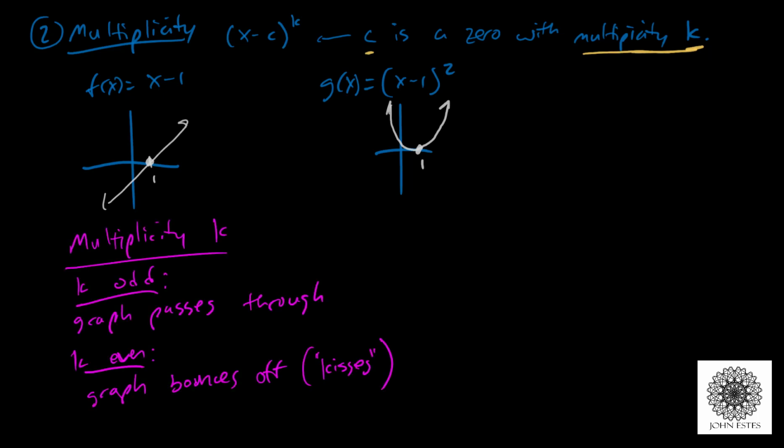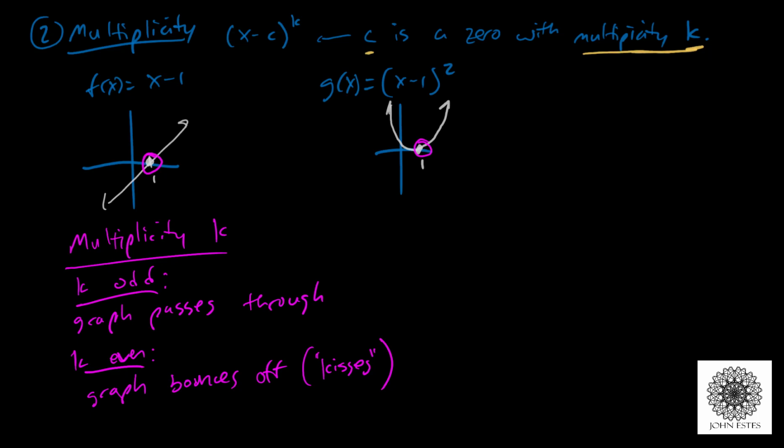And that's exactly what happens with multiplicities. So you can say this. If you have the multiplicity of k, if k is odd, then your function is going to pass through at that intercept. So we see that here with x minus 1. X minus 1 has multiplicity 1. The 0 at 1 has multiplicity 1, so it just passes straight through. But when I look at x minus 1 squared, I have a 0 at 1, but since it has a multiplicity 2, which is even, it bounces. The graph bounces off. Another way of saying that, and this is a mathematical term, it kisses.